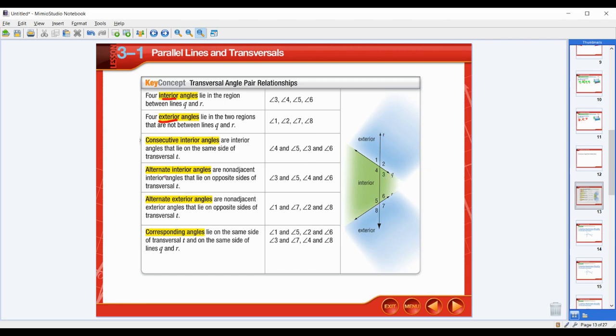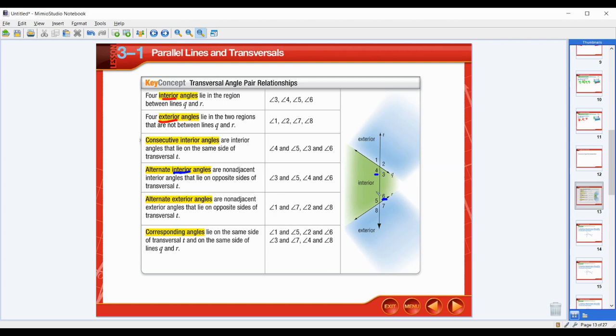Next one, alternate interior. Okay, alternate interior. Those are going to be both on the inside, right? Because interior means inside. But these are going to be on opposite sides of the transversal. So much like our consecutive interior angles, the only difference is that these are on the opposite sides of the transversal. So we know they're both on the inside. We're going to skip across the transversal, and those will be alternate interior angles. You probably have already heard of these.